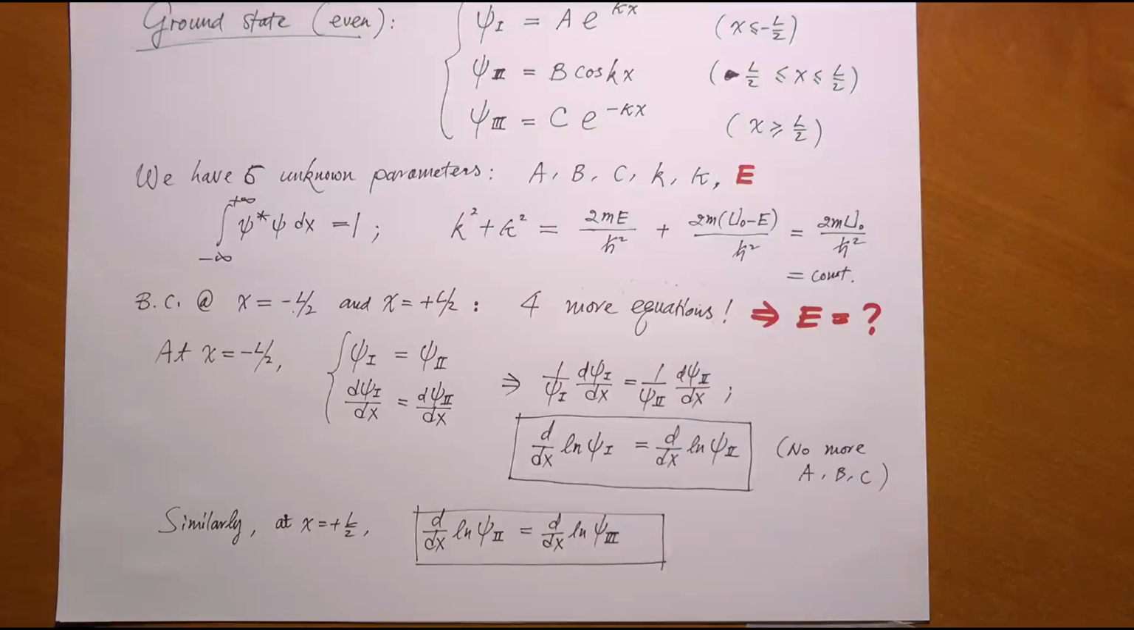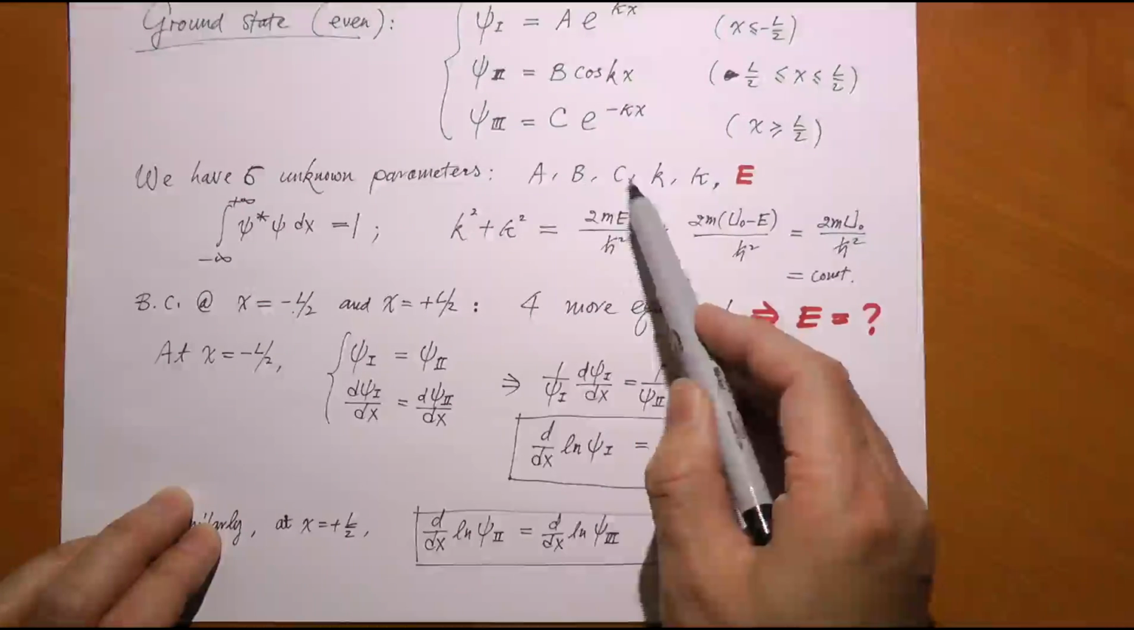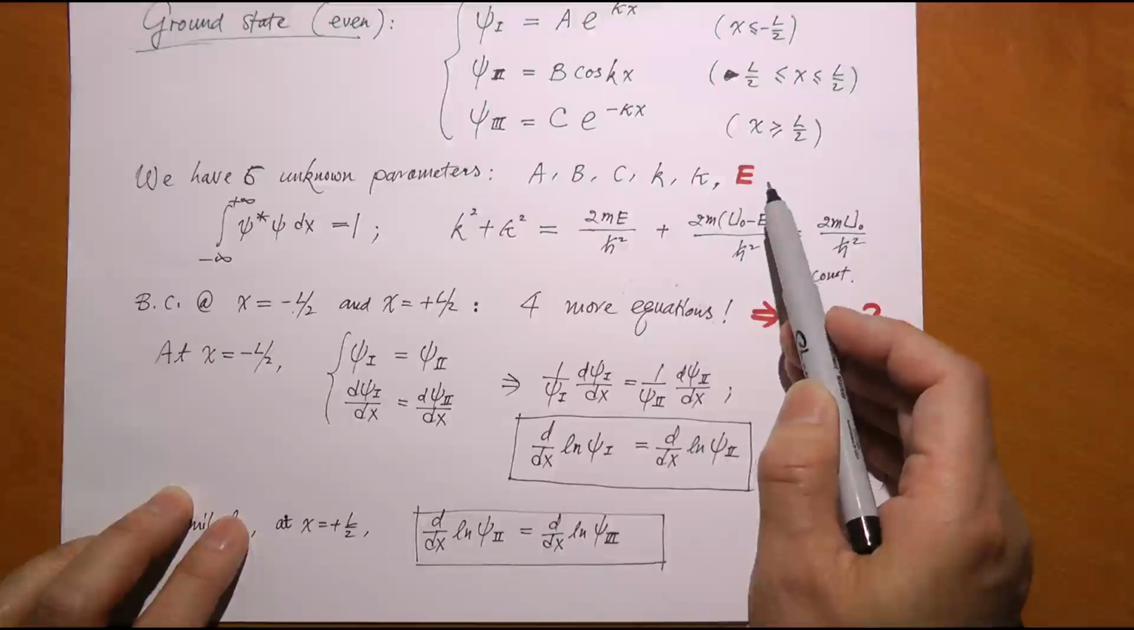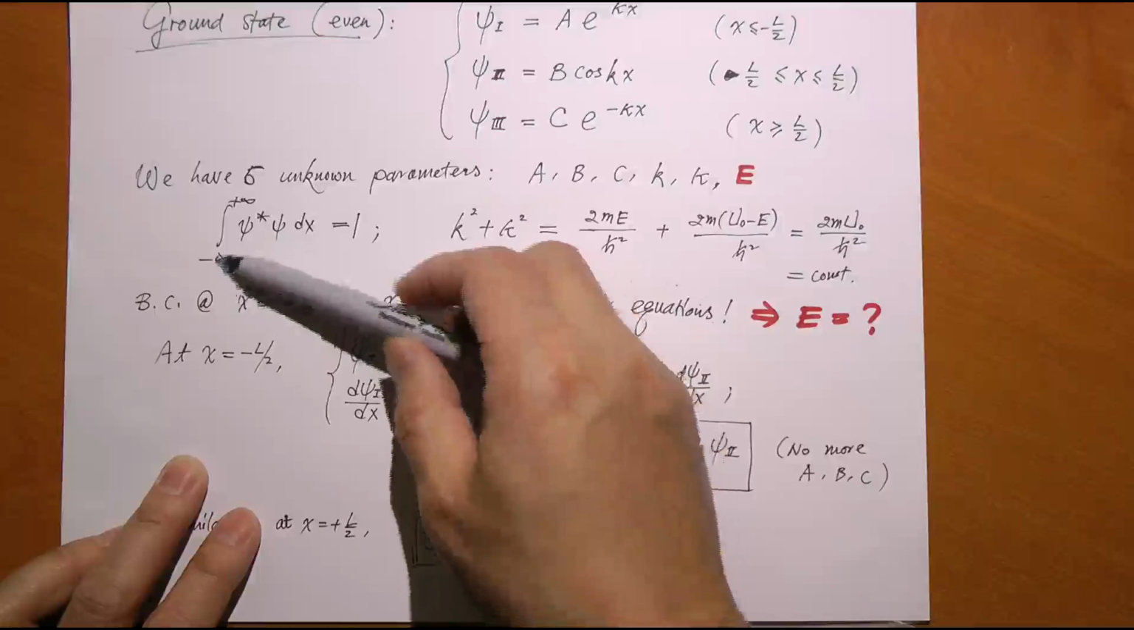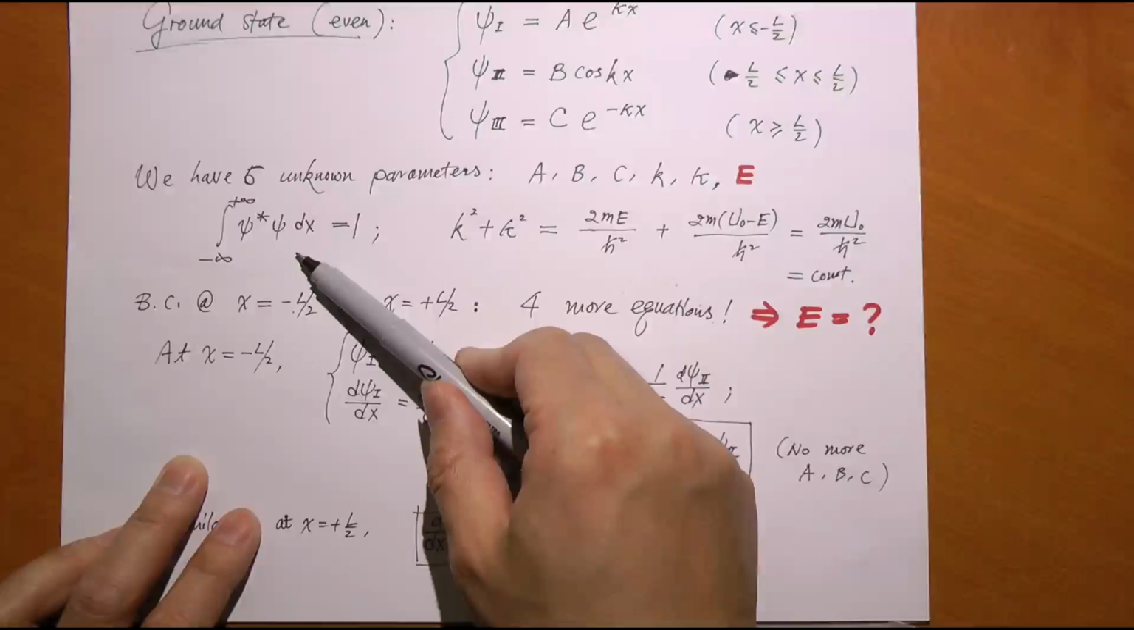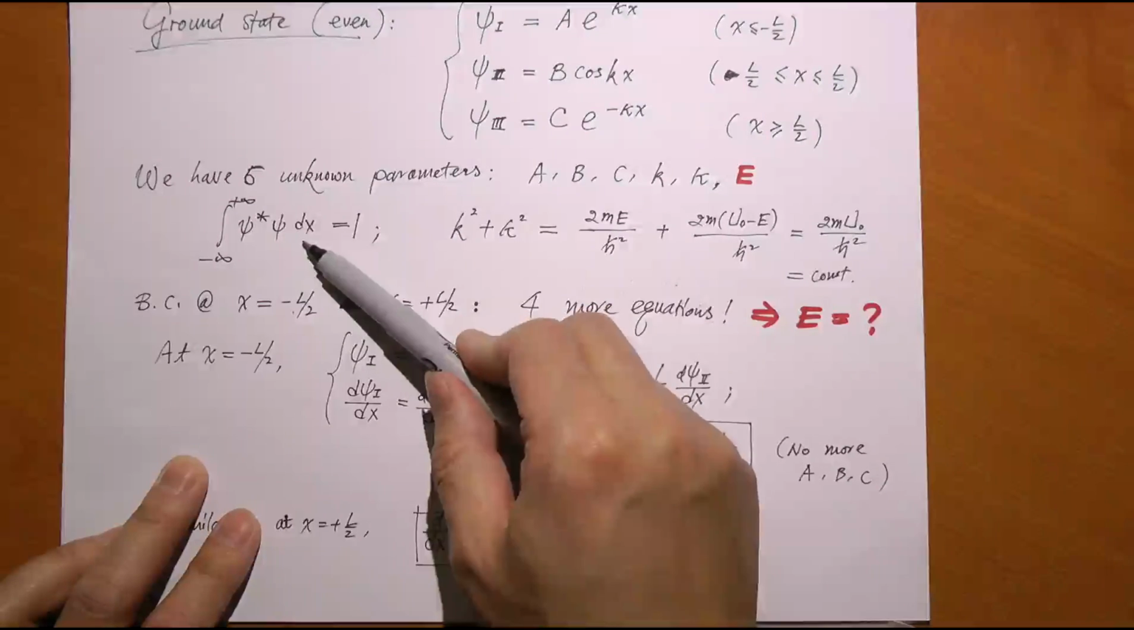Let's see if that's the case. Again, I have 6 unknowns: A, B, C, k, kappa, E. How many equations do we have? Well, first of all, we have the normalization condition. That's one of them. The total chance of finding the particle everywhere in space must be 0. I'm sorry, it must be 1.